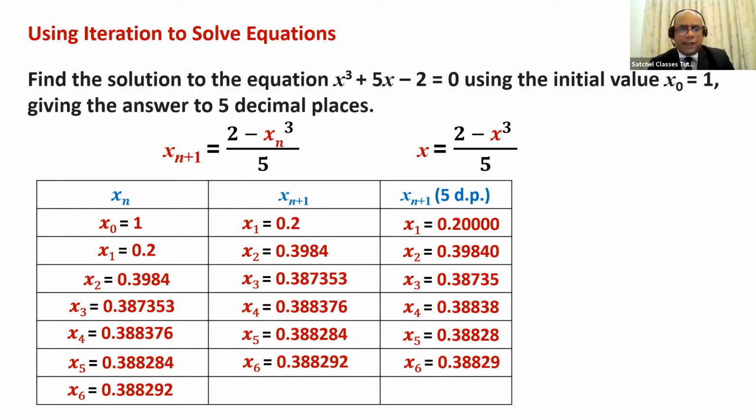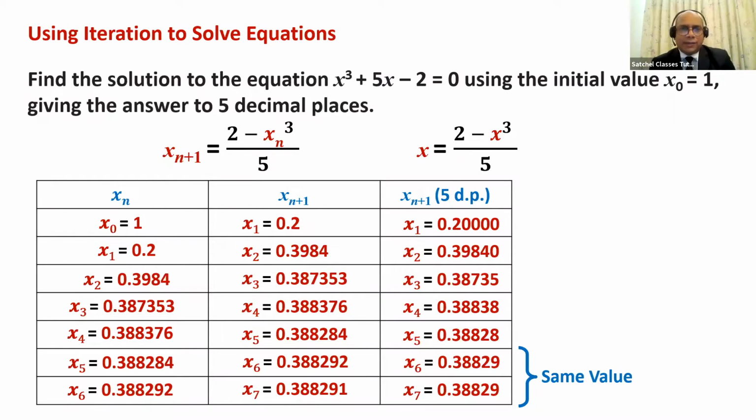Let's do one more iteration. Let's see what we get. x6 is 0.388292. When I substitute that in place of xn, I'll get x7 equals 0.388291, which when rounded gives me 0.38829. And now this is the same value that I obtained in the previous step. So I can stop my iteration now. This is the best possible improvement, because if I keep substituting, I'll end up getting the same answers to 5 decimal places. So I won't improve the answer further.